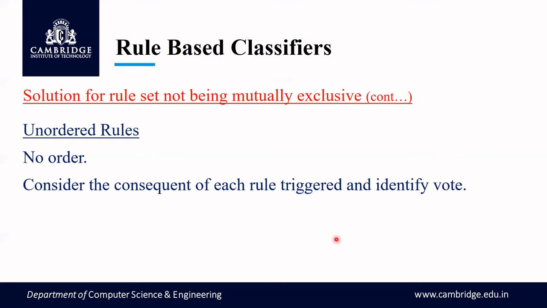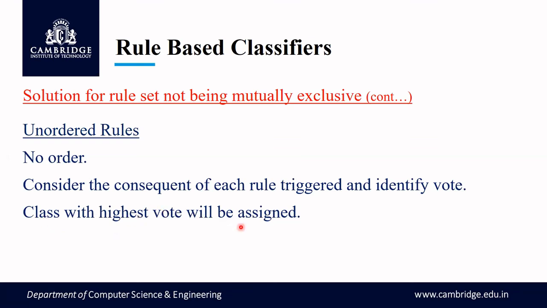Now look at this slide here. What I've told: consider the consequents of the rules triggered, identify the vote. Here vote is nothing but your frequency. So vote is nothing but the frequency that you have found. As you said, reptile has frequency 3 and amphibian has frequency 4. So whose frequency is more, you assign that particular class. Class with the highest vote will be assigned. Since that class has the highest vote, or its frequency is more, you will be assigning it as the class.